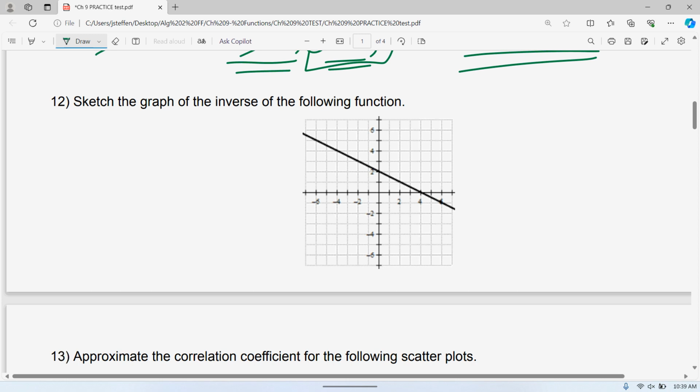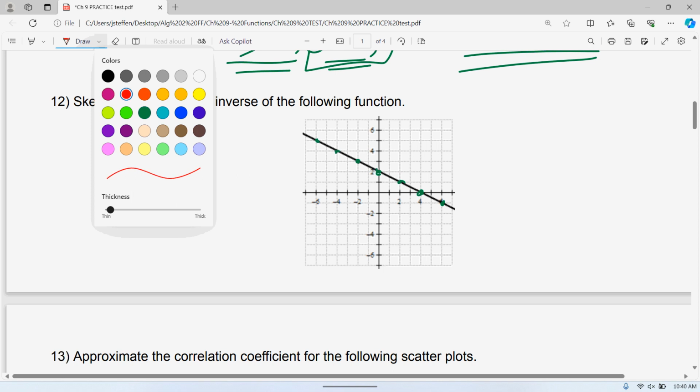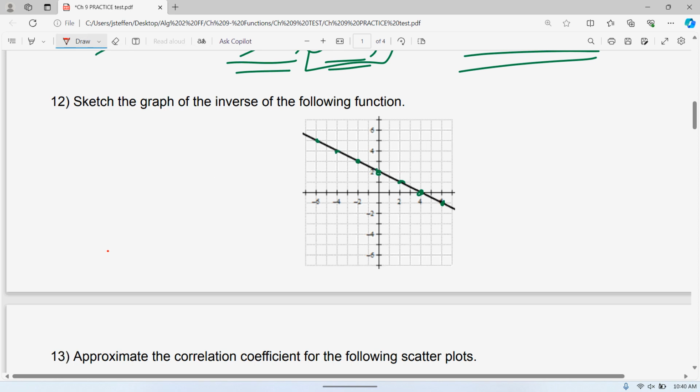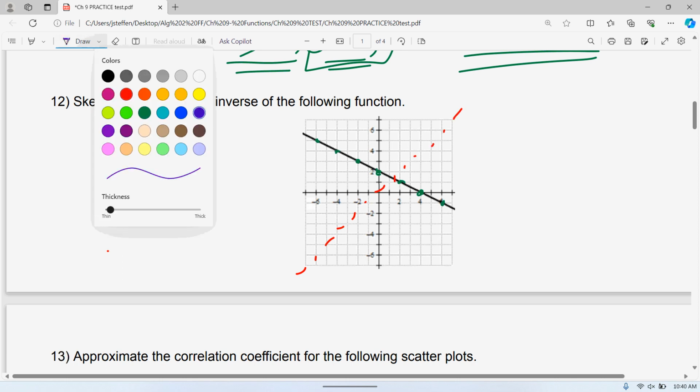Now, one thing before I even sketch this, I think was helpful along, and I put these little points on here, so I knew those nice grid points. I knew where those were at. And the other thing is, remember, you reflect it across the line y is equal to x. So that's something like that.